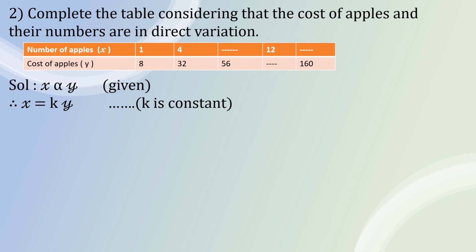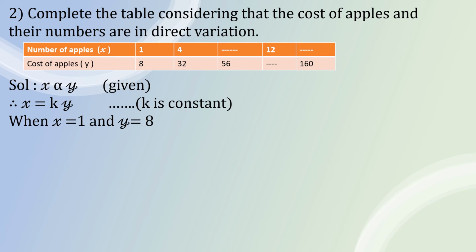Can you see the first one, 1 upon 8 is given. So already it is in reduced form. Now 4 upon 32. If you take the ratio of 4 upon 32, you'll get 4 ones are 4, 4 eights are 32. So 1 upon 8. Yes or no? They are constant. So k is constant.